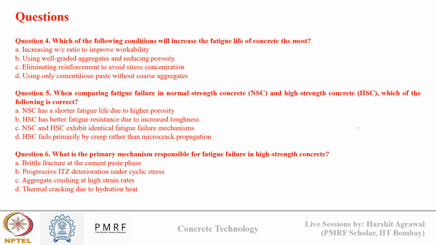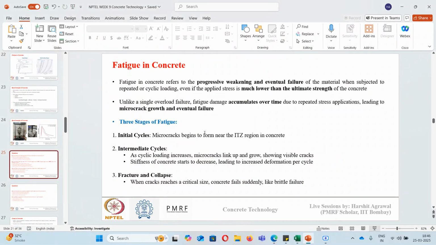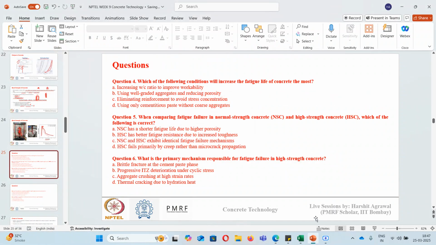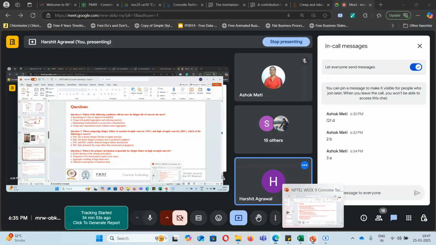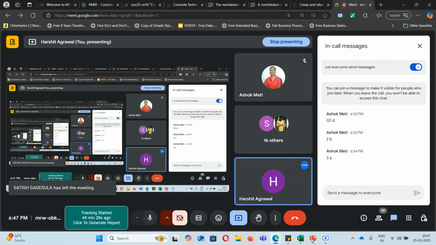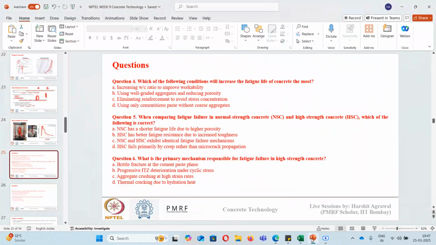Now try to answer these questions again. The first is related to fatigue, and then we'll see some questions related to bond strength. Question number 4 says, which of the following conditions will increase the fatigue life of concrete the most? In the meantime, if anyone has any doubt regarding fatigue and bond strength, they can ask. What will be the answer for question number 4?